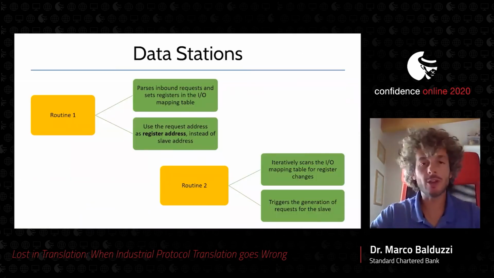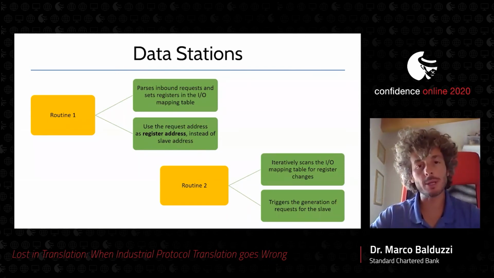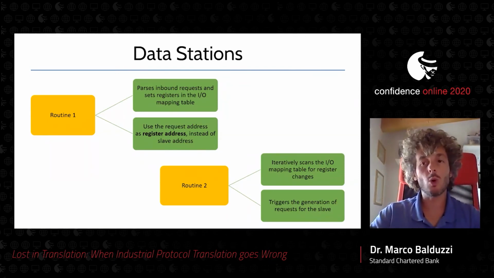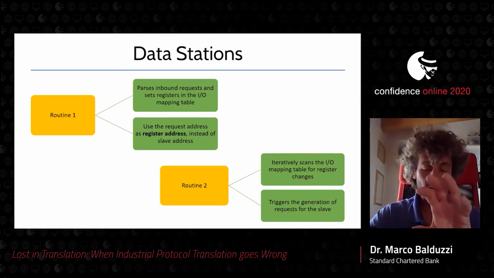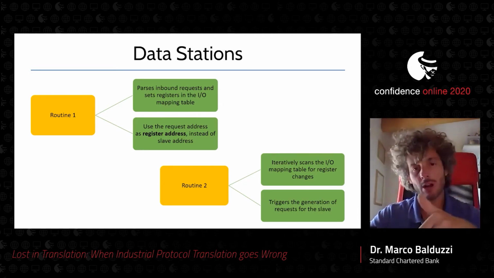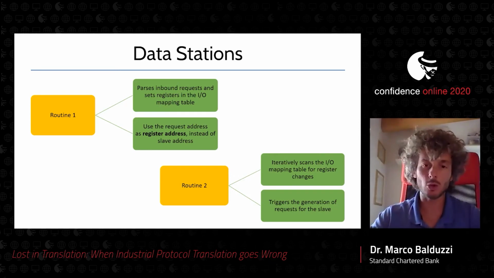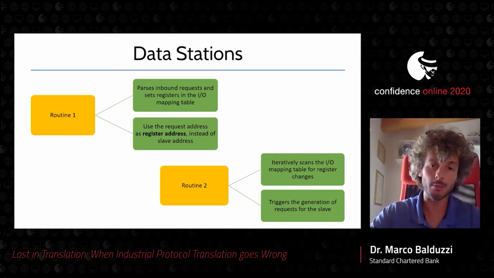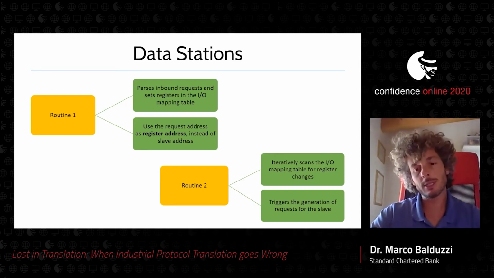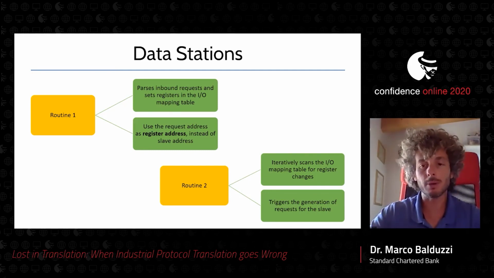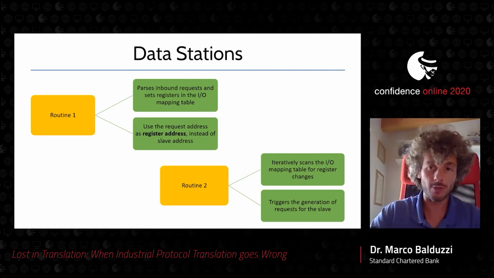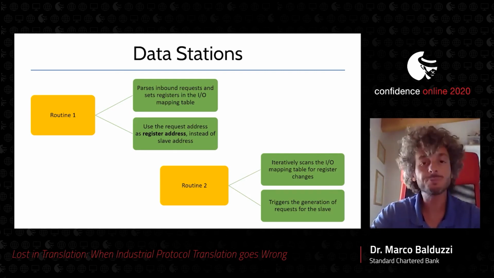All right, so let me jump to data stations. These are more complex devices because they do not work synchronously, but they have two routines. One parses the inbound traffic and sets values in the mapping table. The second one monitors the mapping table, and in case there are changes somewhere in the address space of the mapping table, generates the appropriate request for the slave.